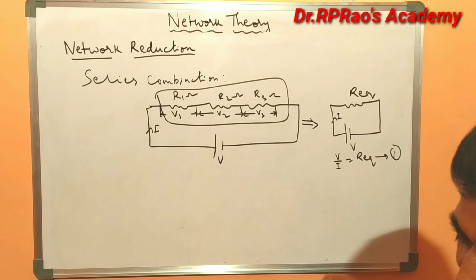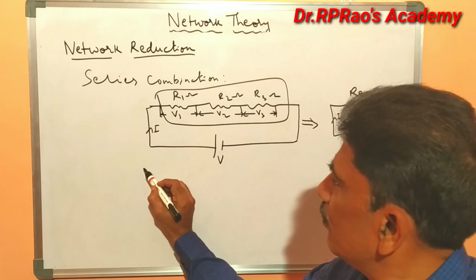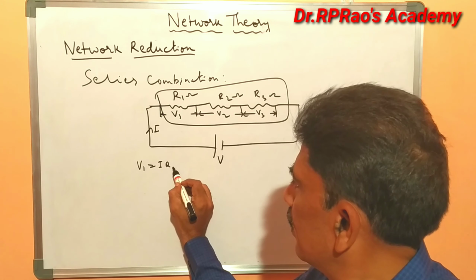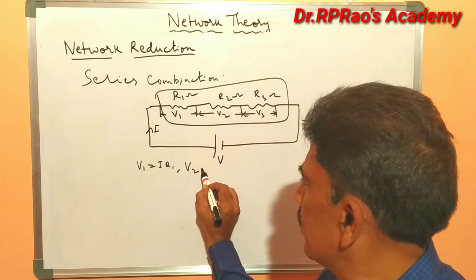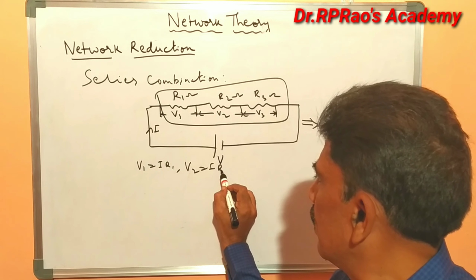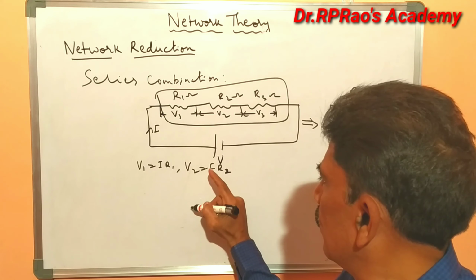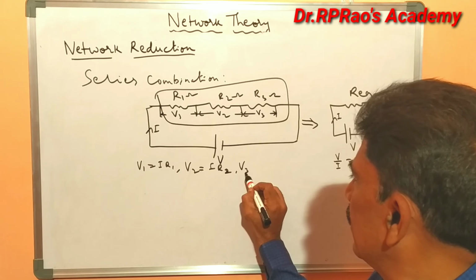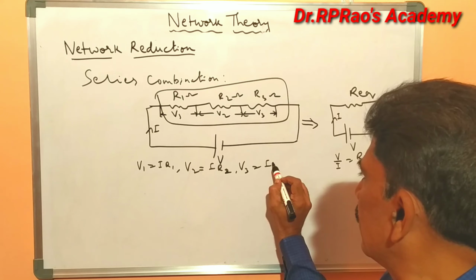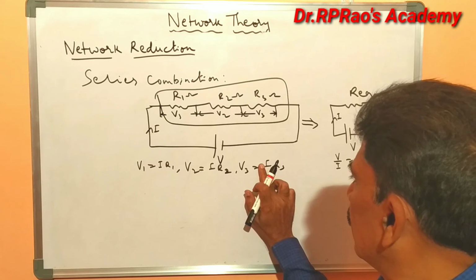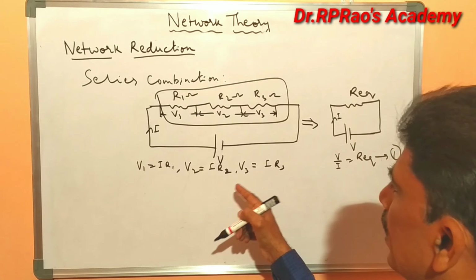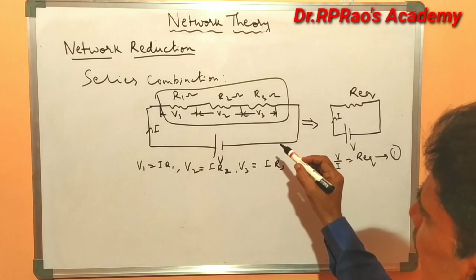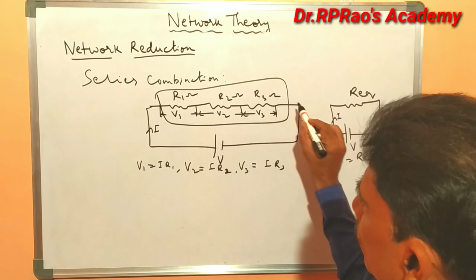Now coming to this circuit, V1 is equal to IR1, V2 is equal to IR2, and V3 is equal to IR3. By applying Ohm's law, I got these equations. Now let us apply Kirchhoff voltage law to this loop.